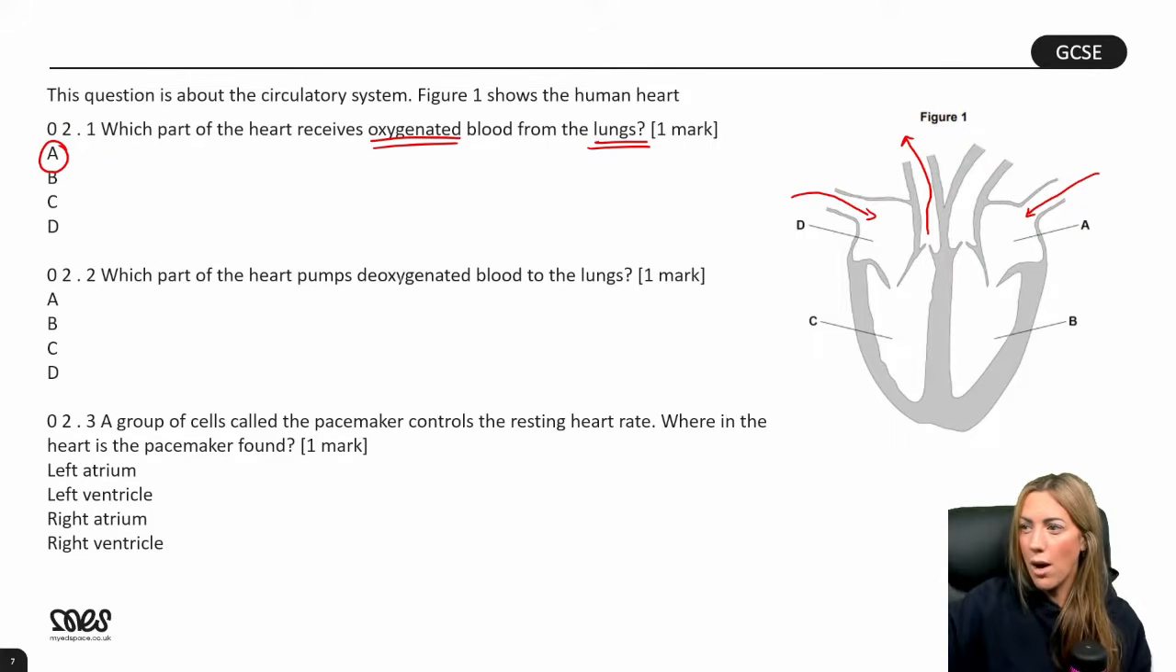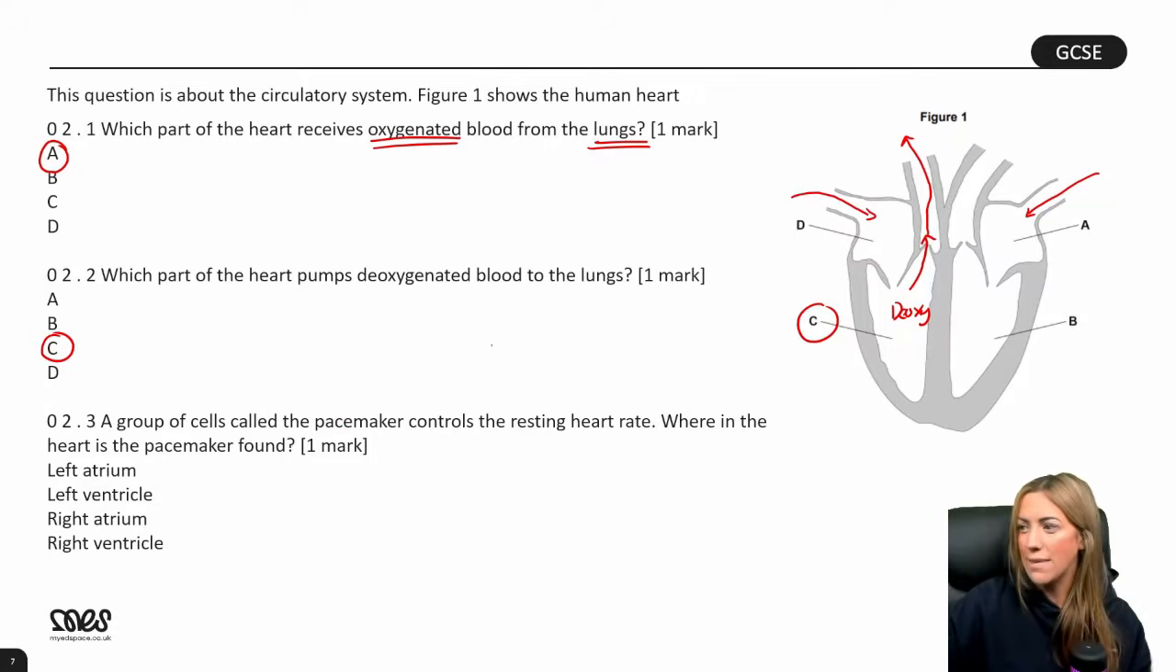Which part of the heart pumps deoxygenated blood to the lungs? Well, that's going to be C, because we know the right side of the heart deals with deoxygenated blood, and that C is the right ventricle, which is going to contract and pump deoxygenated blood up to the lungs via the pulmonary artery. A group of cells found in the heart called the pacemaker controls resting heart rate.